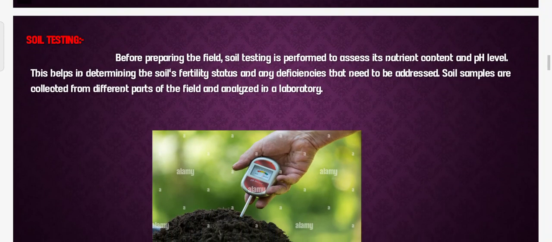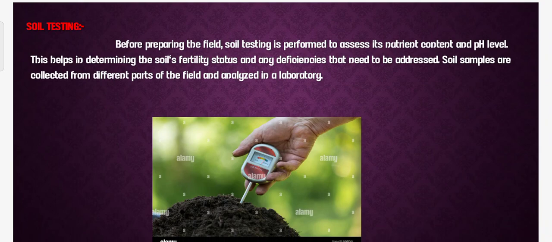Second, soil testing. Soil testing is very important in field preparation. It is the process of analyzing and evaluating the physical, chemical, and biological properties of soil to determine its fertility, nutrient content, pH level, and other essential characteristics that can affect crop growth.